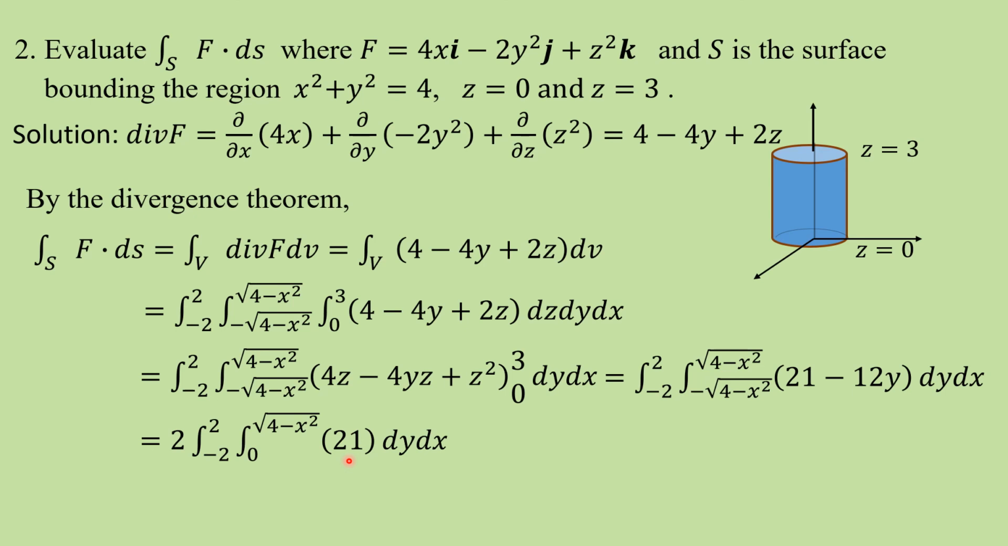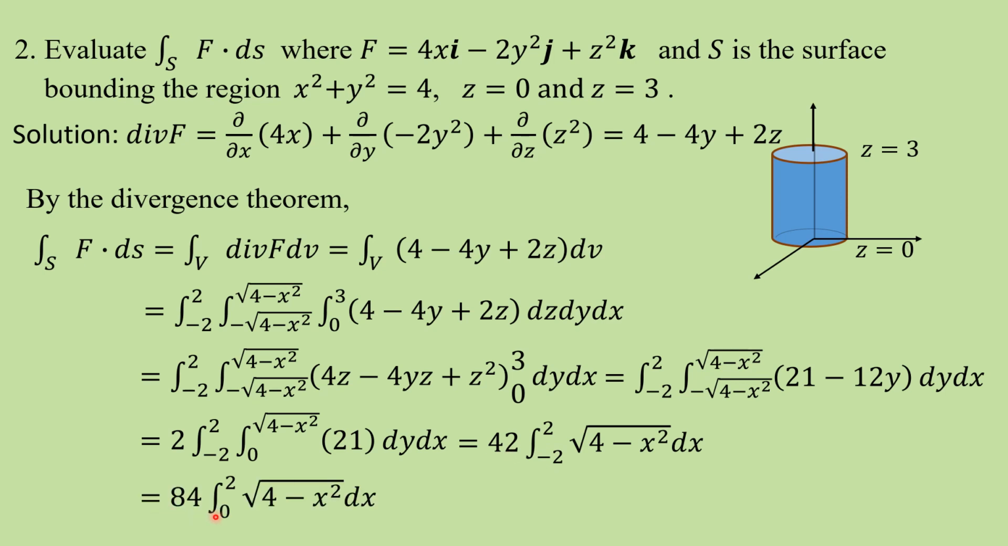Integral of 21 is what? 21y. Apply the limit; outside we have 2, that can be taken out, so 42. The integral is y, that's why it is upper limit minus lower limit, it gives root 4 minus x square. So this further I have to integrate once again with respect to x between the limits minus 2 to 2. Now I can again check, this is an even natured function, so I can write it as 2 times the integral from 0 to 2, that means 2 into 42, 84 times the integral from 0 to 2 of root 4 minus x square dx, which further I can integrate by the substitution method.